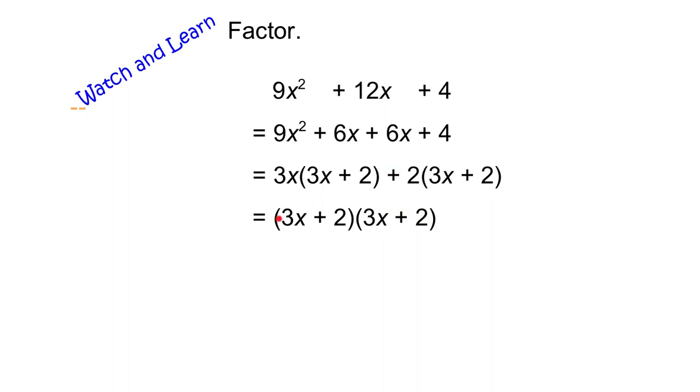Now look at this, 3x plus 2 times 3x plus 2. Well, I'm multiplying the same thing by itself, so I can simplify it like this, 3x plus 2 squared, because squaring means you're multiplying it by itself, and that's what I was doing.